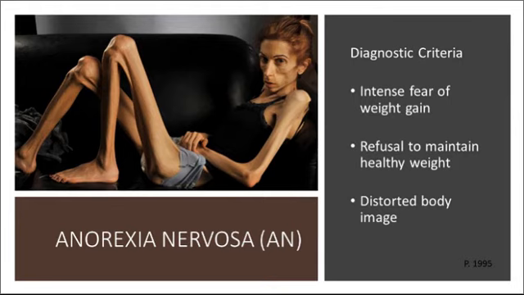Anorexia nervosa. It's on page 1993. Also back earlier in here, characteristics and manifestations on page 1981 and 1983. So I'm going to bounce between these. Diagnostic criteria: intense fear of weight gain, refusal to maintain healthy weight, and distorted body image.